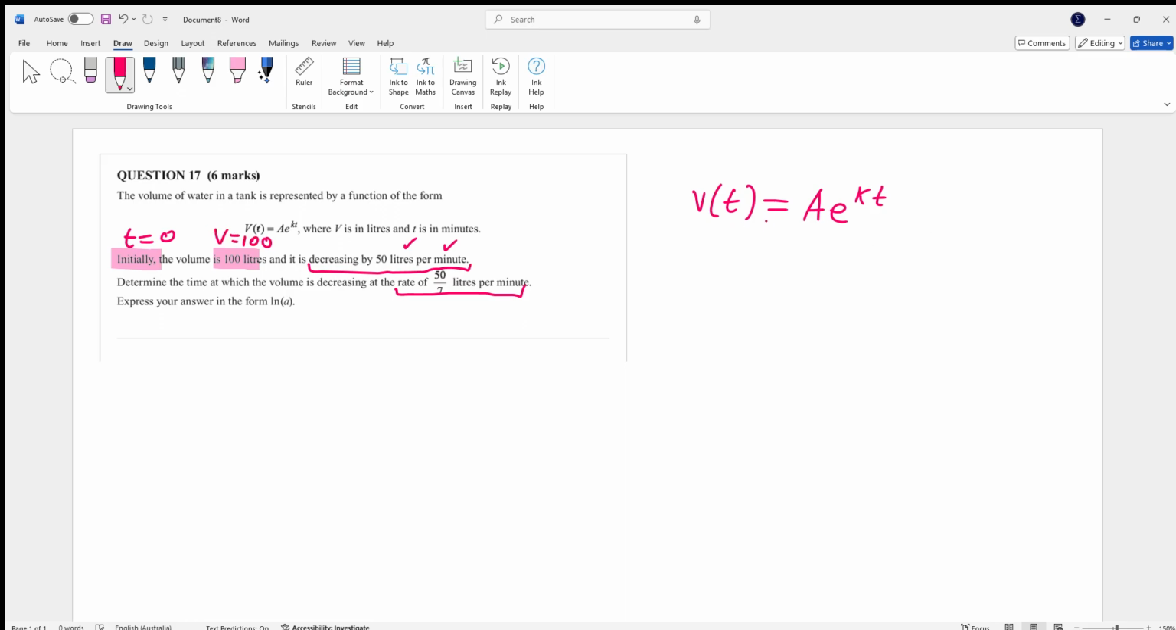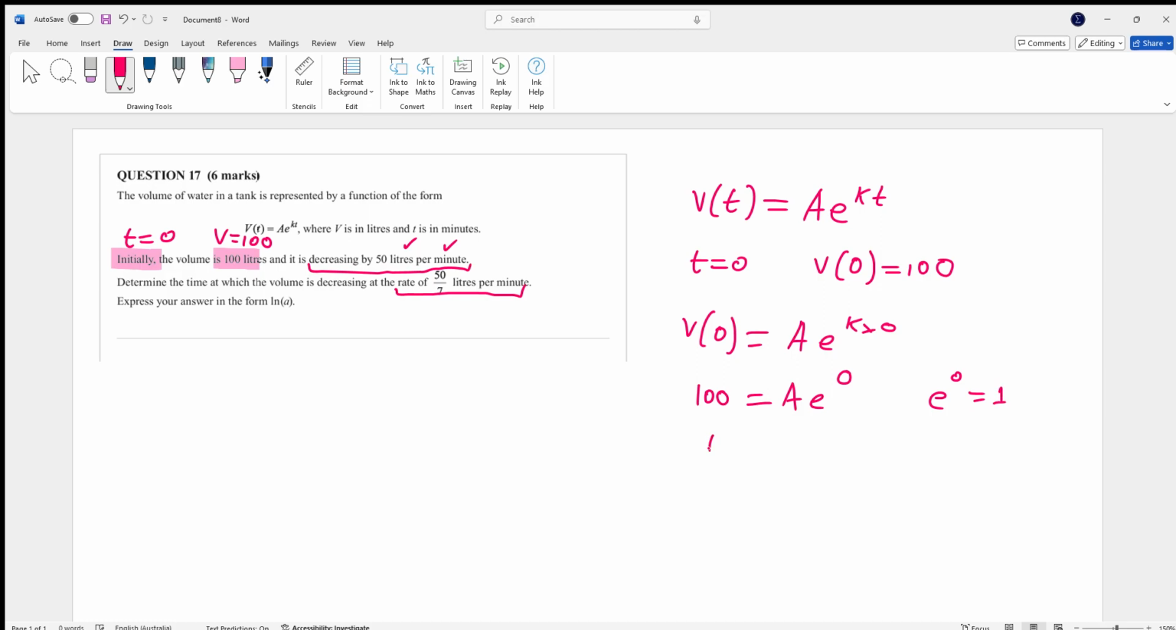So we can use the information straight away to work out some things. If I put in t equals 0, I can replace the volume with 100, and let's see if that solves anything. So V of 0, and wherever the t is, you replace it with a 0. So you have A e to the k times 0, replaced with 100. Now, e to the 0 is 1. Therefore, 100 is equal to A. So straight away we know what A is. So here we have V of t equals 100 e to the kt.